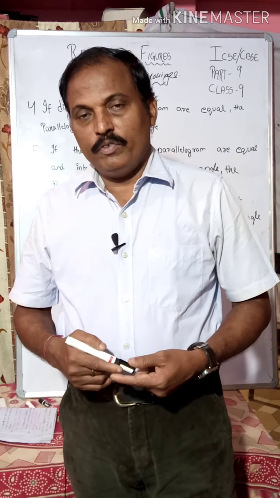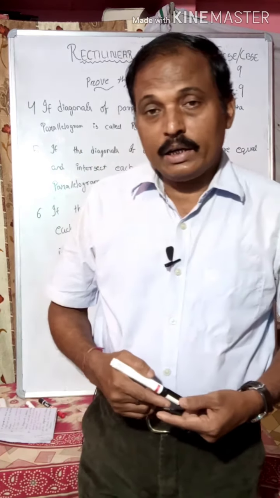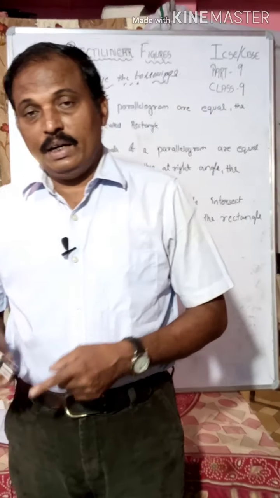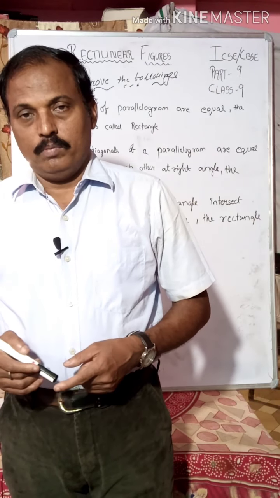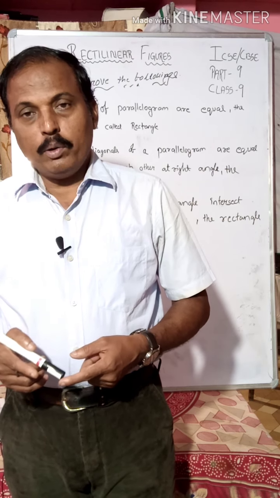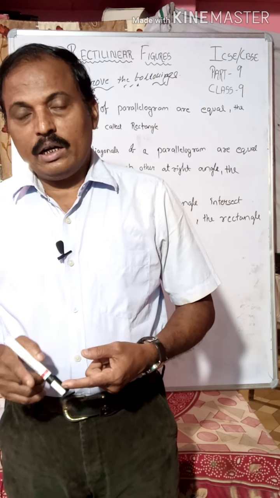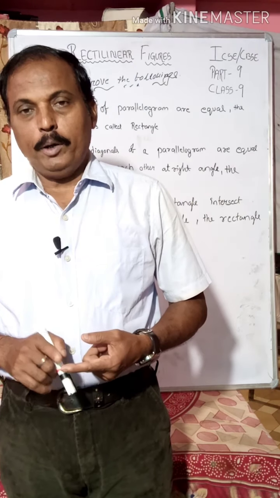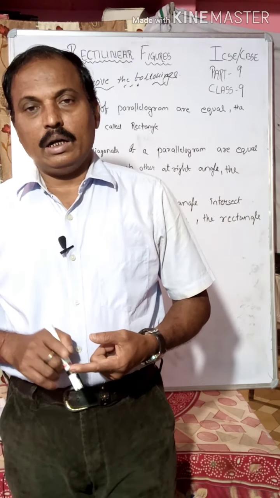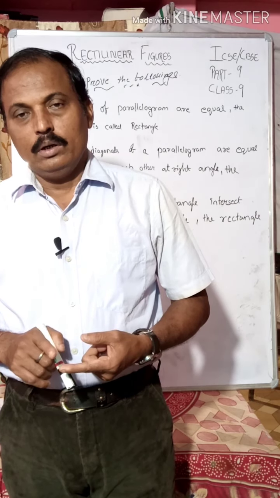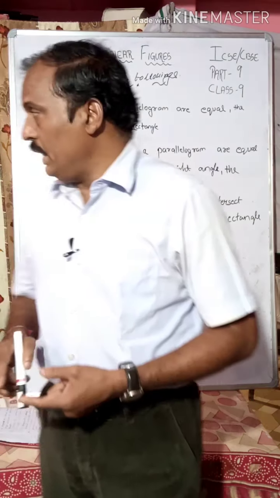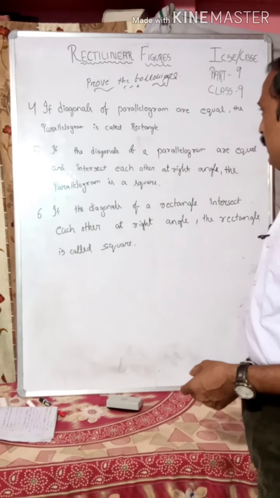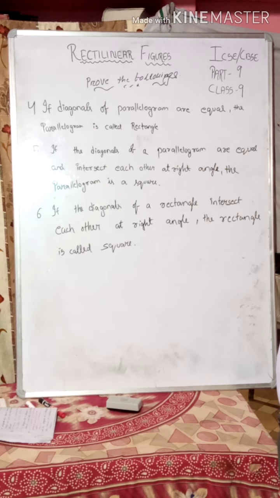If opposite sides of a quadrilateral are equal, then the quadrilateral is a parallelogram. If diagonals of a quadrilateral bisect each other, then the quadrilateral is a parallelogram. If opposite angles of a quadrilateral are equal, then it is a parallelogram. Then the fourth statement: if diagonals of a parallelogram are equal, then the parallelogram is a rectangle.